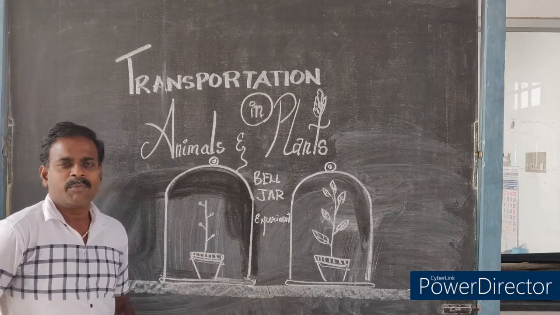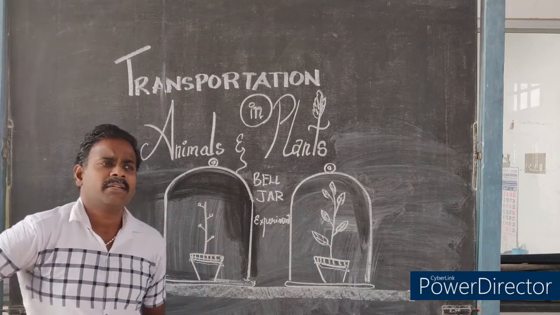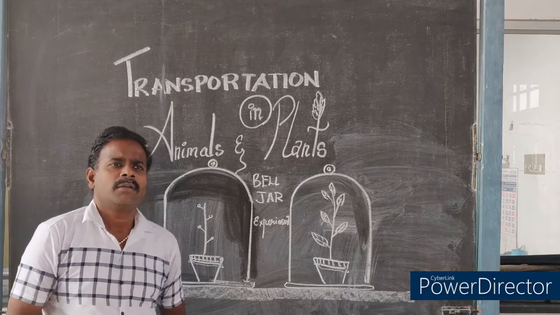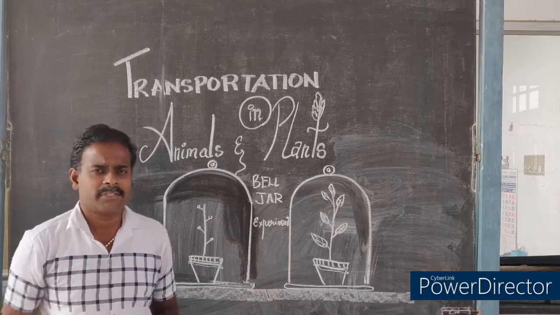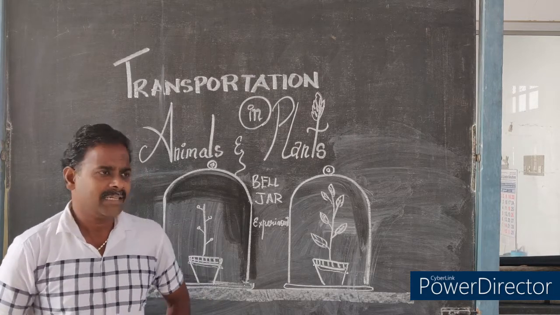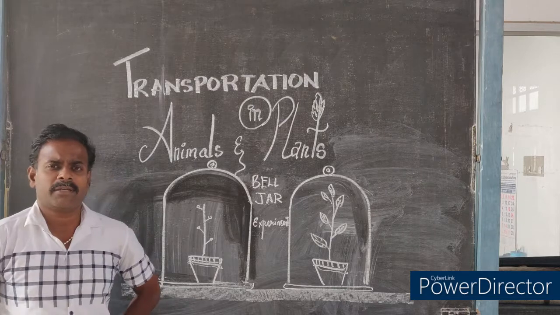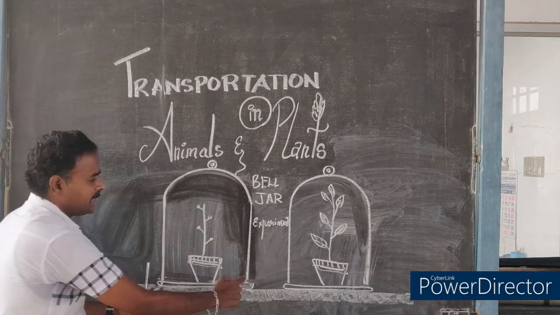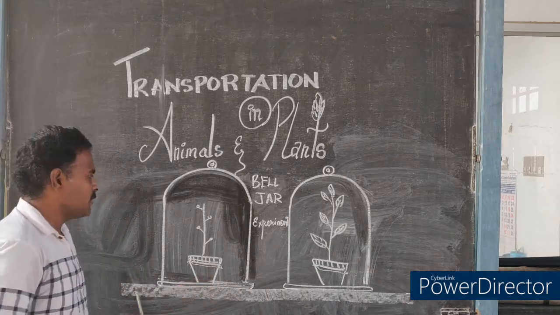So this is the experiment to prove transpiration taking place in plants. We have another experiment to prove the transpiration taking place through the stomata of the leaves, so we will come to that later. Here it is known as the bell jar experiment. It is known as a bell jar because the glass jar looks like a bell.